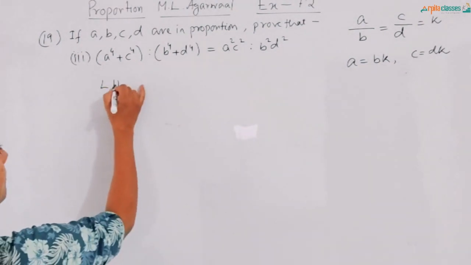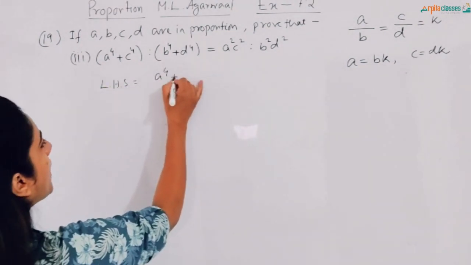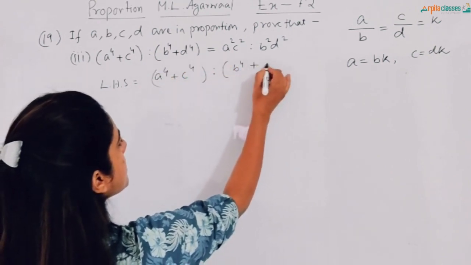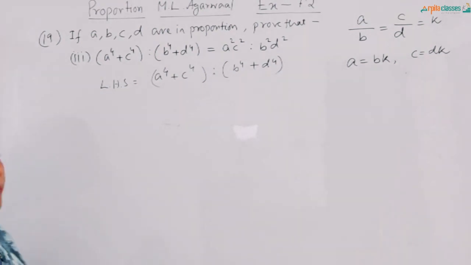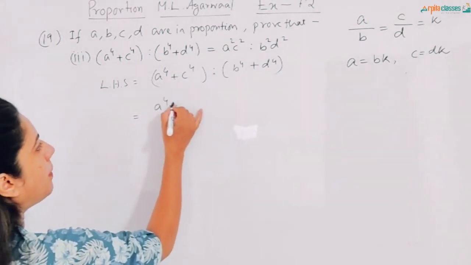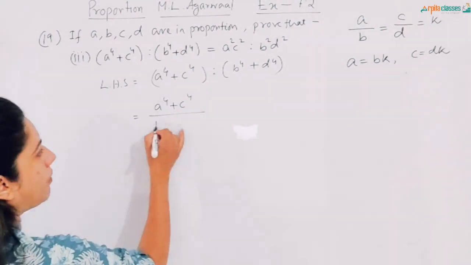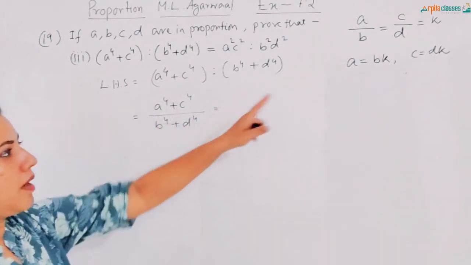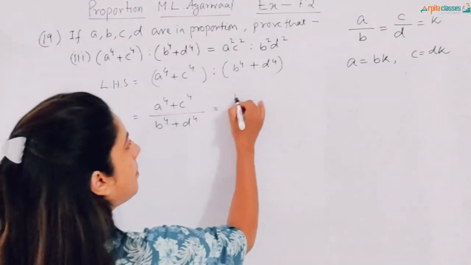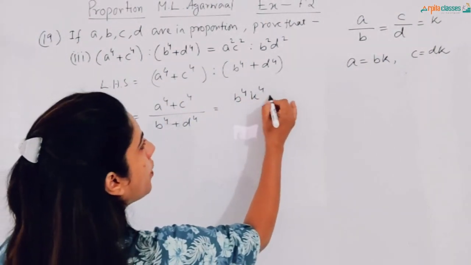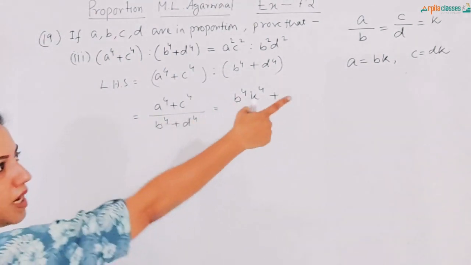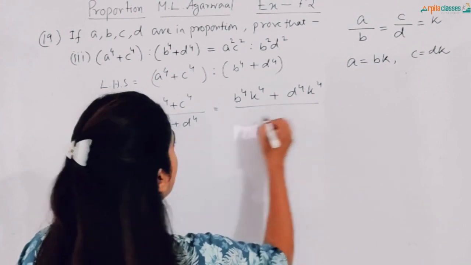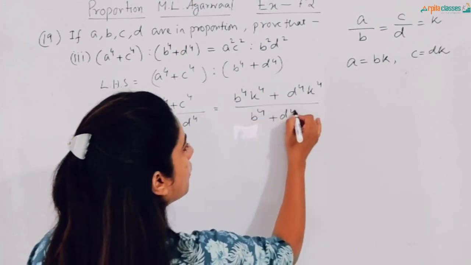So let us take the left hand side. (A^4 + C^4) is to (B^4 + D^4). So from here we can write (A^4 + C^4) divided by (B^4 + D^4). Now in place of A, I will substitute BK. So it will be B^4 K^4 plus, in place of C, I would substitute DK, it is D^4 K^4, divided by (B^4 + D^4).